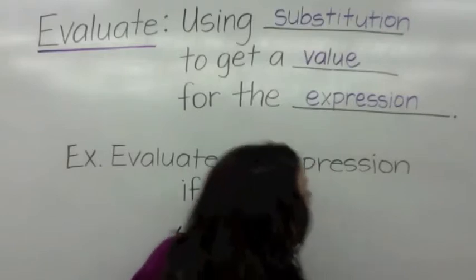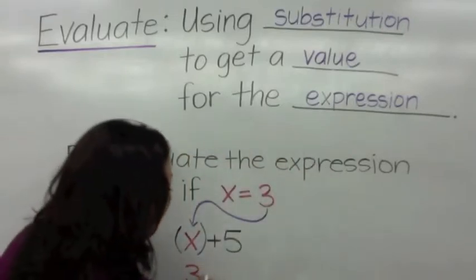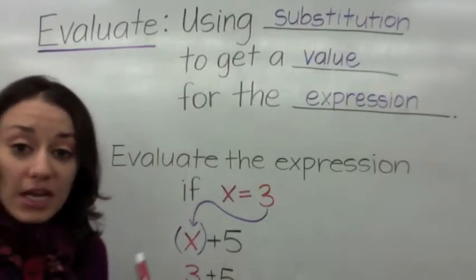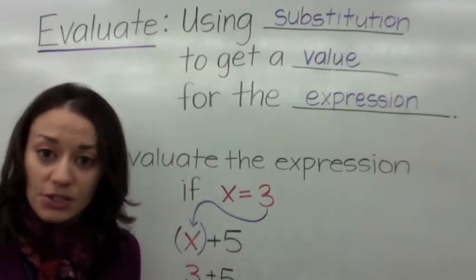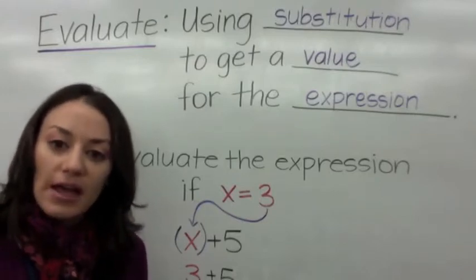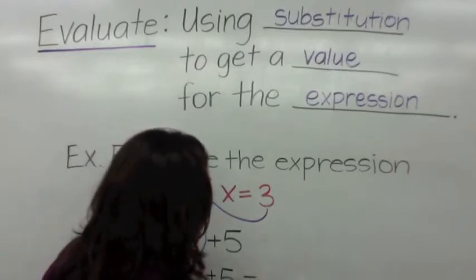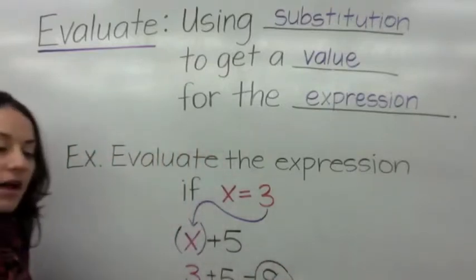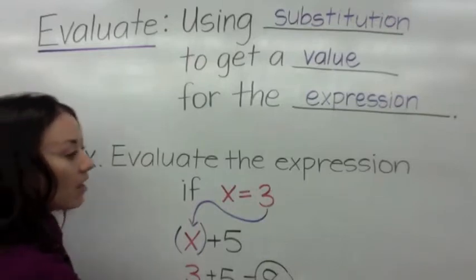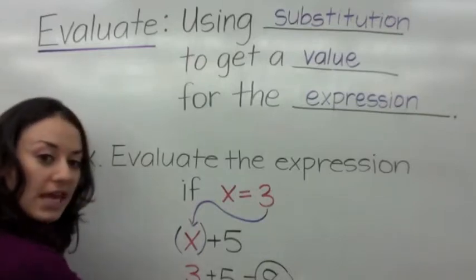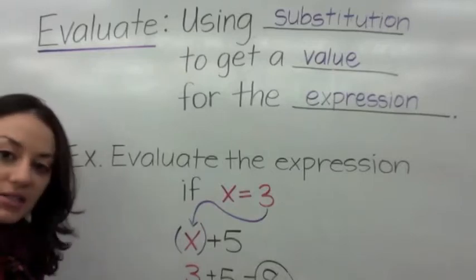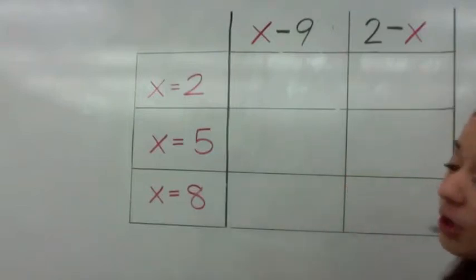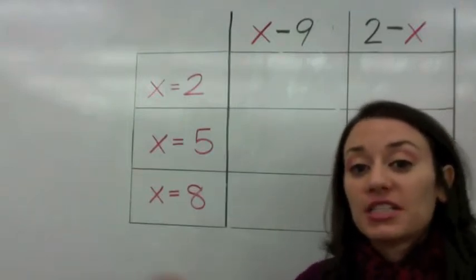And then what are you doing to x? You're adding 5 to it. Okay, so now this is where you could put the equal sign, because now you're finding a value. You're finding an answer. So what is 3 plus 5? 3 plus 5 equals 8. Very good. So in this expression, x plus 5, the value that I found is what? What's the answer? The answer is 8. Very good. So I've set up an algebra table where we're going to evaluate the expressions that are at the top.